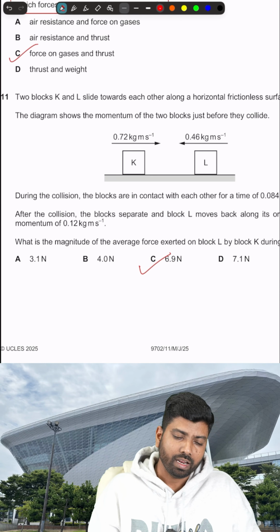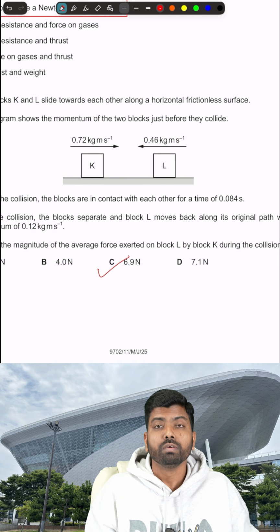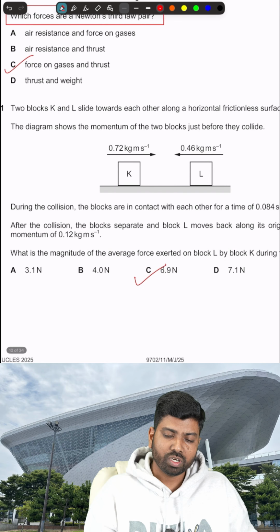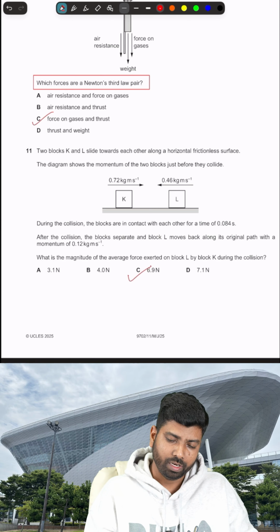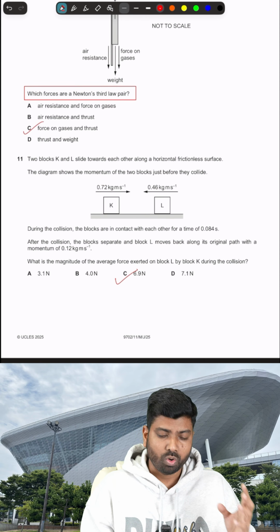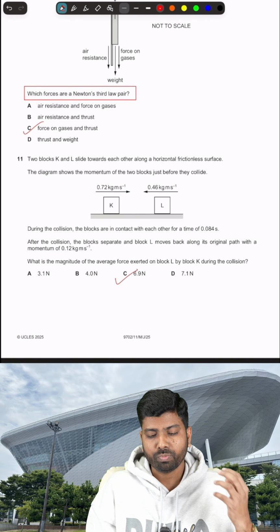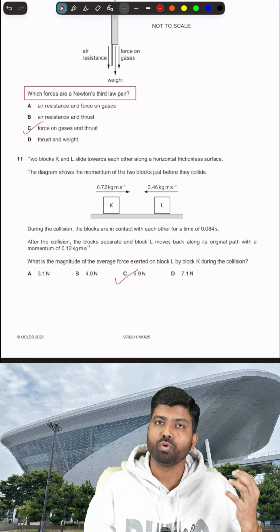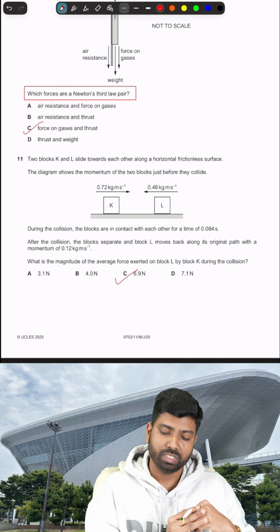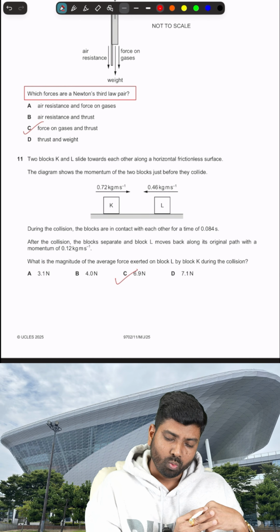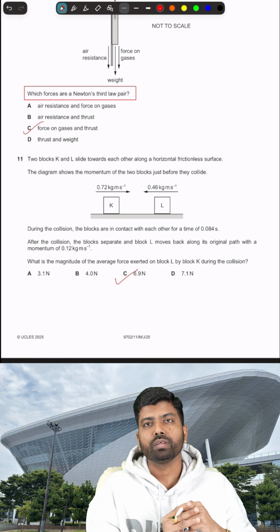Two blocks K and L slide toward each other along a horizontal frictionless surface. The diagram shows the momentum of the two blocks just before they collide, right? During the collision, the blocks are in contact with each other for a time of 0.084 second. After the collision, the blocks separate. What is the magnitude of the average force exerted on block L by K during the collision, right?